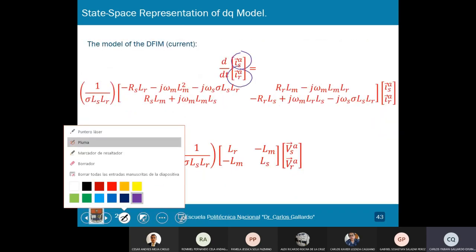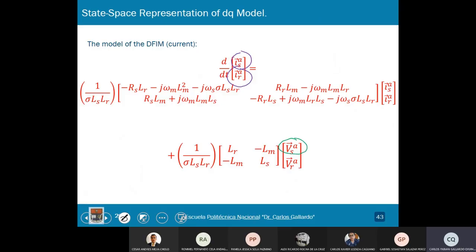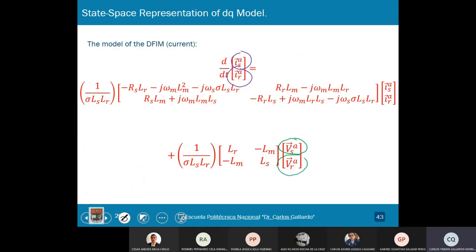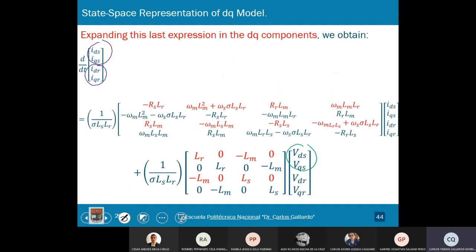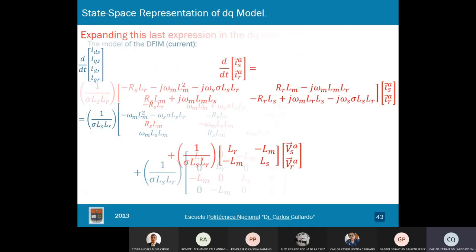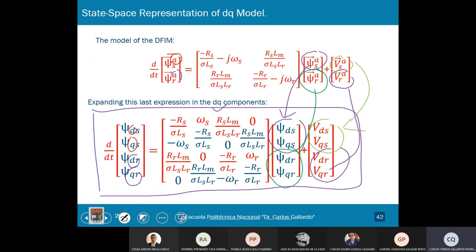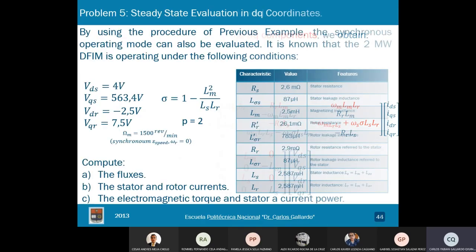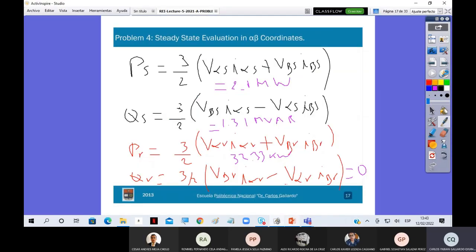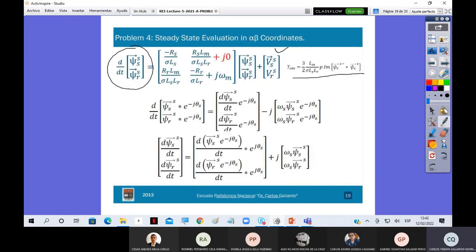So for instance, for this voltage, splitting up in the two coordinates, I will have these voltages. For the rotor, this is the rotor voltage space vector. Splitting up in the two components, I will get these two vectors. So finally, this is the state space matrix. I will have this model using the currents and this model using the fluxes, but I have the state space representation of the DQ model. So once again, in order to make this clear, let's work through the next example.